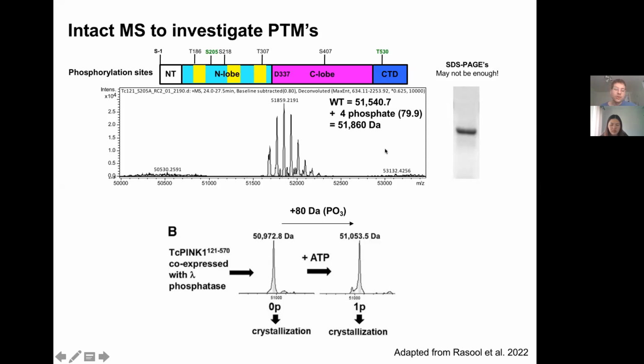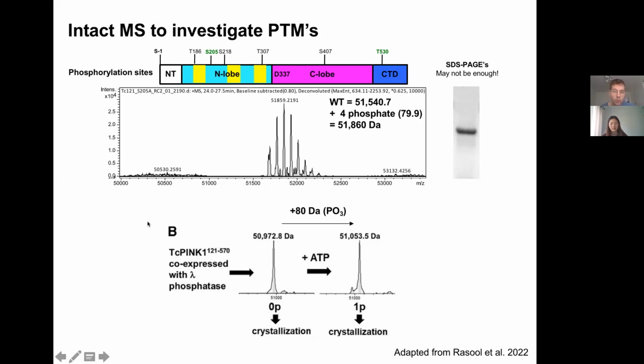But the beauty of the mass spec is that this one band on an SDS-PAGE can actually be composed of many different species that are not known to you. And so what Shafkat saw was that his recombinant protein actually was multiply phosphorylated. You can see that each of these peaks is separated by 80 Daltons, which corresponds to a phosphate. And this was a big problem for crystallization because in structural biology, you want a really homogeneous preparation.